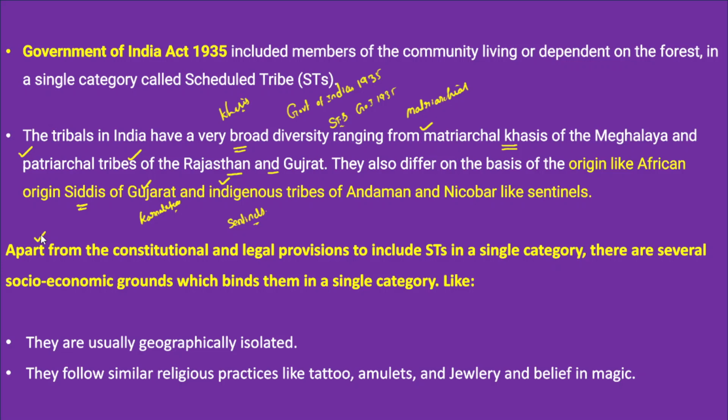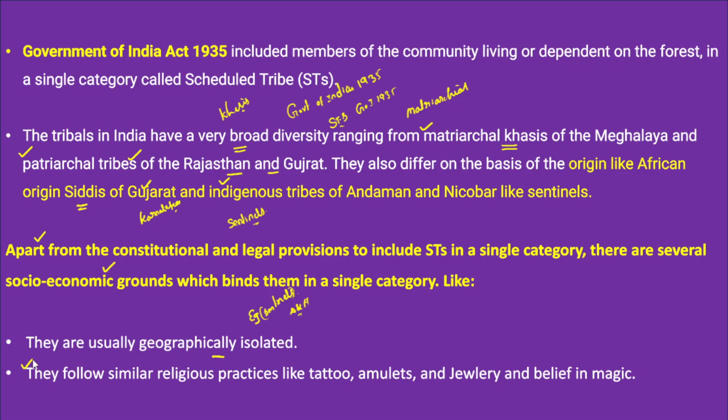So we can also differentiate between these types of tribals on various socio-economic grounds. However, we can also consider these tribes as a single category based on socio-economic grounds. So firstly, they are geographically isolated. Geographically isolated means most of the tribal people don't want to mingle with the mainstream society. So they don't want to interact with the mainstream society. The best example is Sentinelis Island in the Andaman and Nicobar group of islands, where the Sentinel tribe have been living and they don't want outside interference or interaction with outsiders. So they are strictly geographically isolated and remain confined to the Sentinel Island.